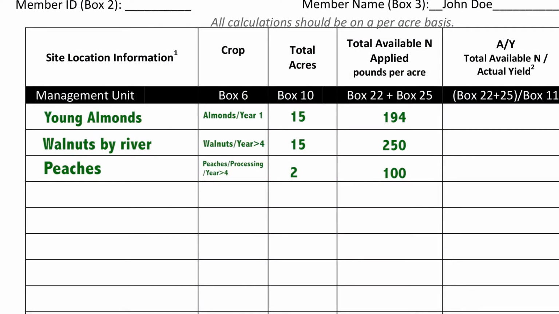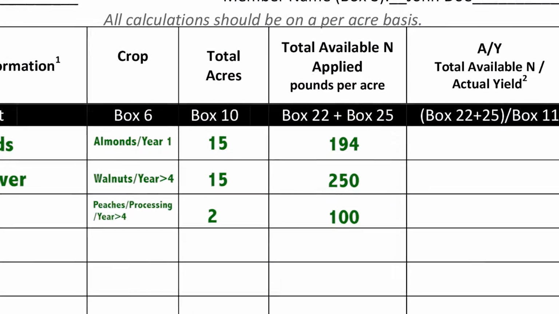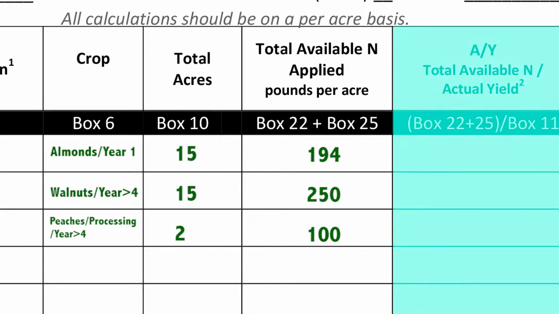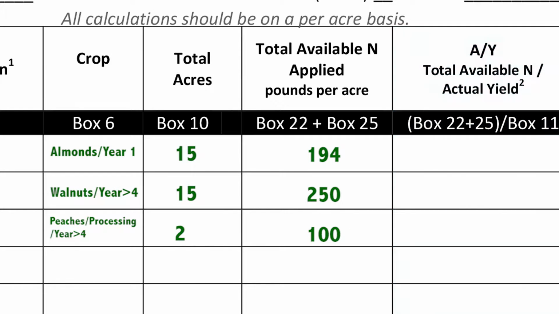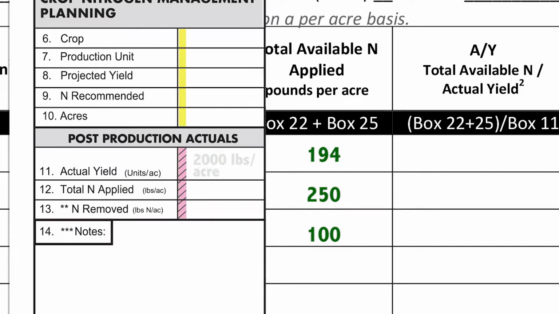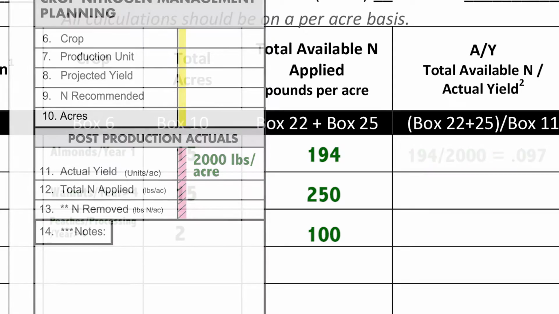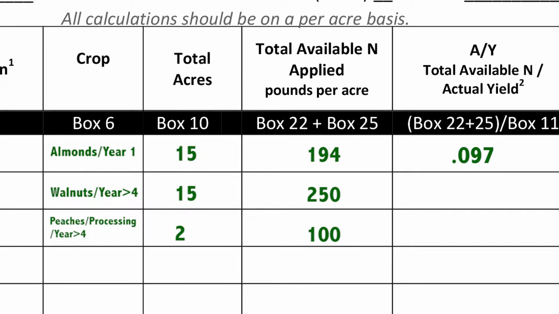Next, we are going to calculate A over Y, applied nitrogen over yield. You'll need a separate piece of paper for this. So you divide the total available N applied, Box 27, column 16 on the worksheet, by your average actual yield per acre, Box 11. Remember, these are all calculations on a per acre basis.